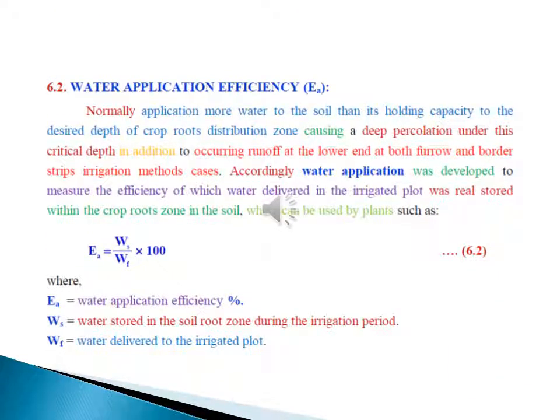Water application efficiency. Normally, applying more water to the soil than its holding capacity to the desired depth of the crop root distribution zone causes deep percolation below this critical depth, in addition to runoff at the lower end in both furrow and border irrigation methods. Accordingly, water application efficiency was developed to measure how much of the water delivered to the irrigated plot was really stored within the crop root zone in the soil, where it can be used by plants, as shown in the enclosed equation.